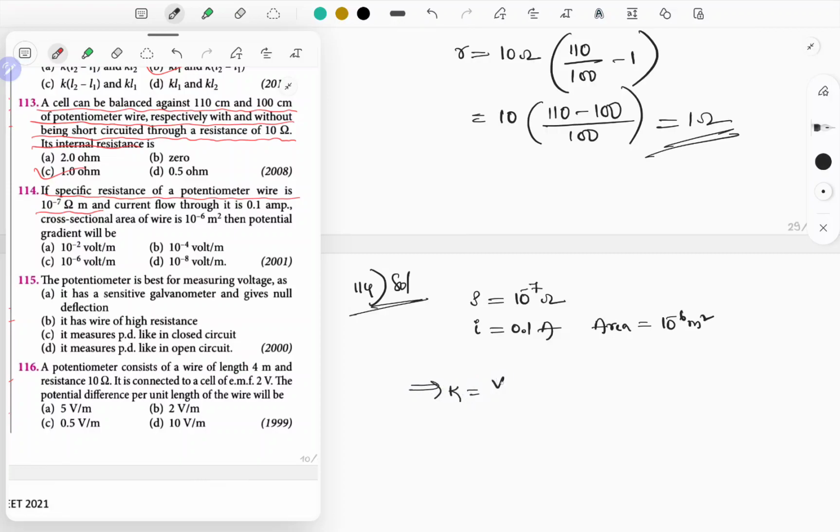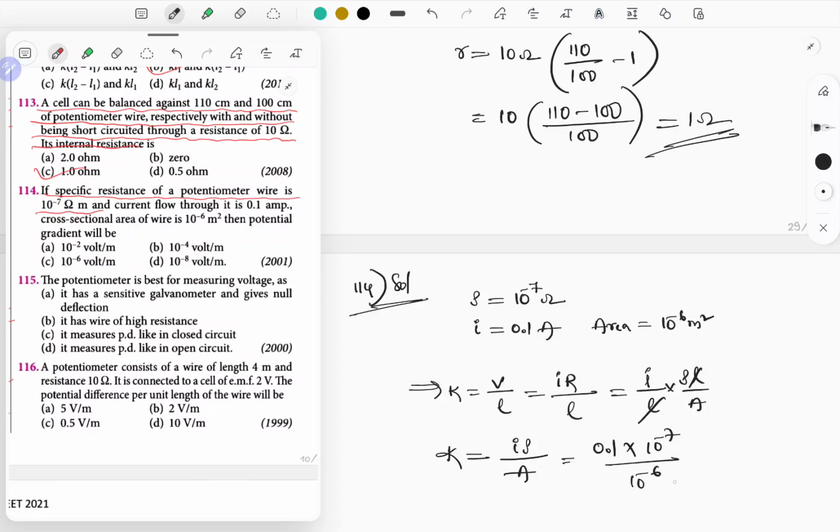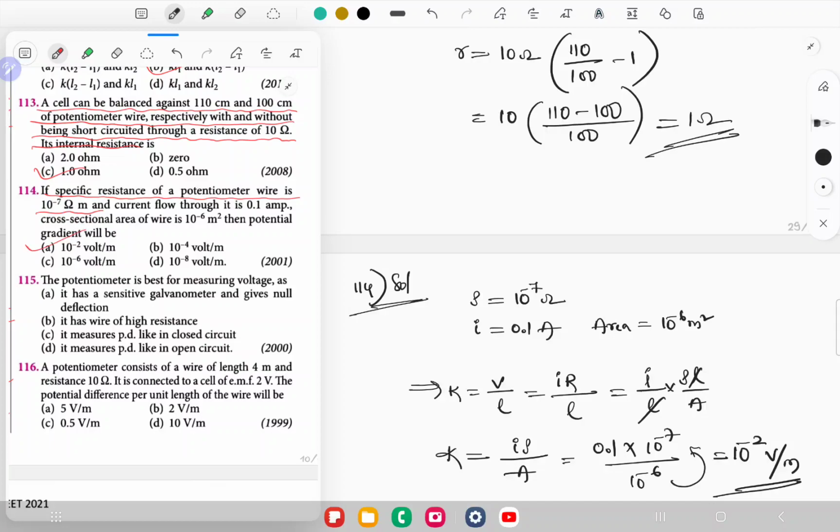The formula for potential gradient is V by L, where L is the length of the potentiometer wire. V is I into R divided by L, where R is rho L by A, so L will get cancelled out. So the potential gradient is I into rho divided by A, where I is 0.1 ampere, rho is 10 power minus 7, divided by area 10 power minus 6. Taking it to the numerator, it becomes 10 power plus 6, and with 10 power minus 7 and the 0.1 already there, the final answer is 10 power minus 2 volt per meter. Option A is the correct answer.